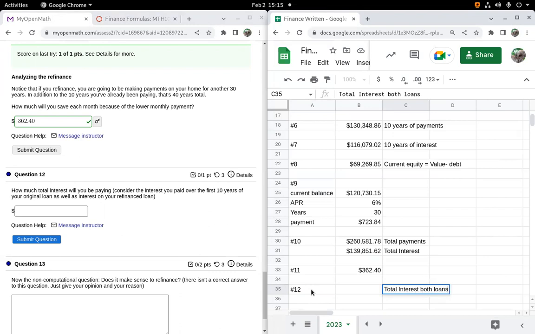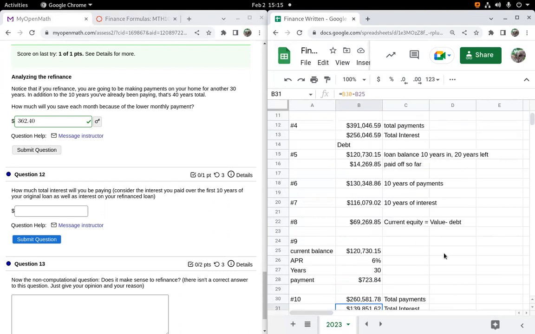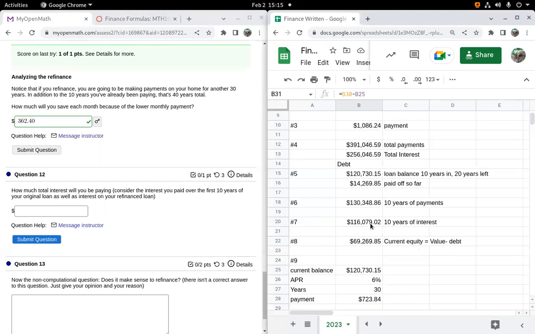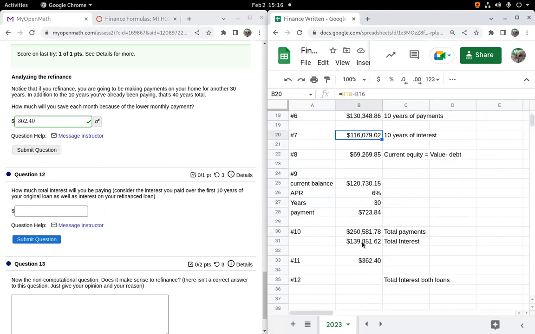both loans. All right, so let's see, what are we going to use there? For sure, we want this one. And then we have up here the 10 years of interest from before, right? It's a good thing I have good labels. So let's double check that that's correct. We made 10 years of payments on the previous one. And we've only paid off 14,000. So the difference in those two should be this one right here. Okay, yep. So I want question number 7's result along with question number 10.